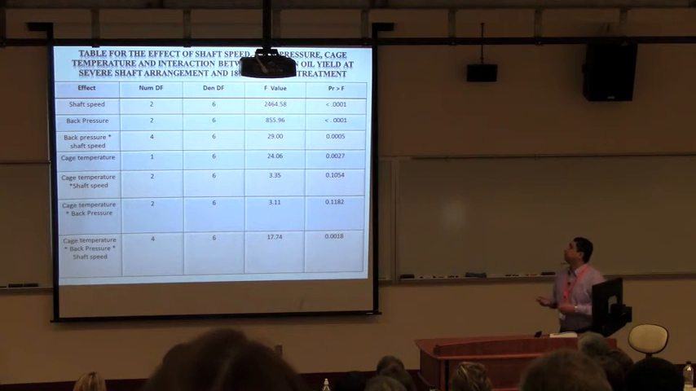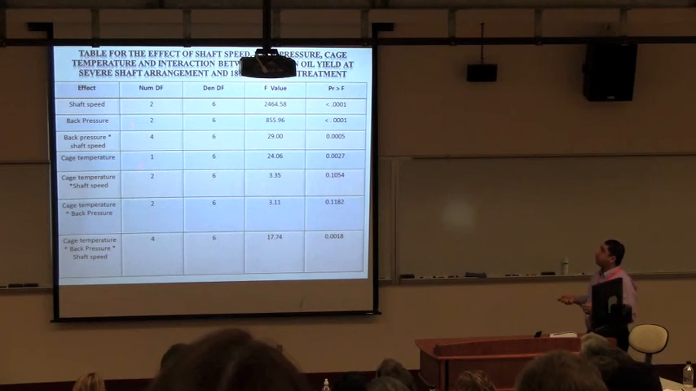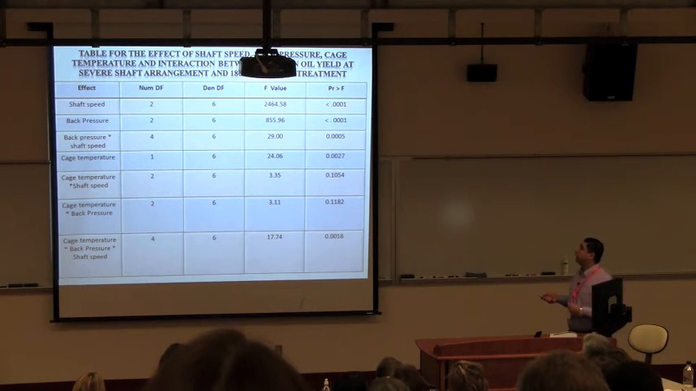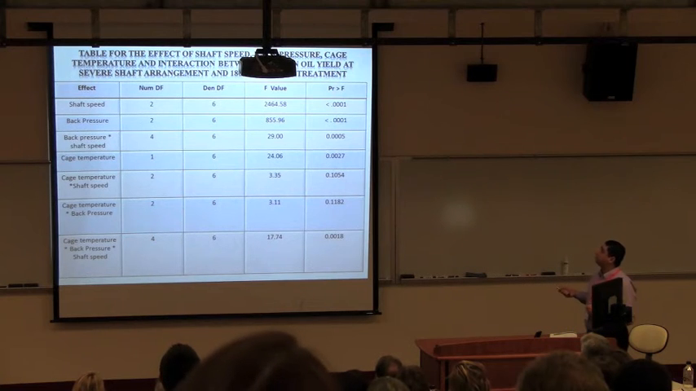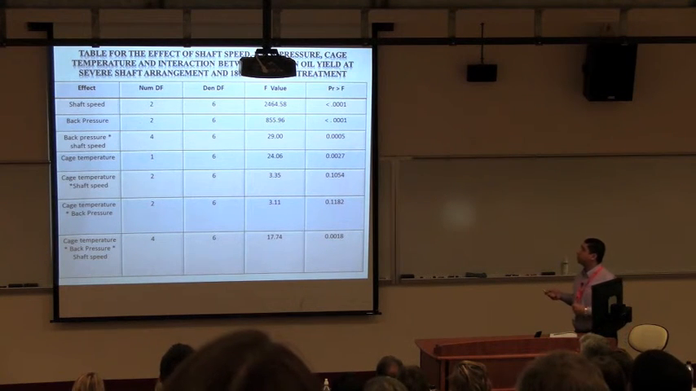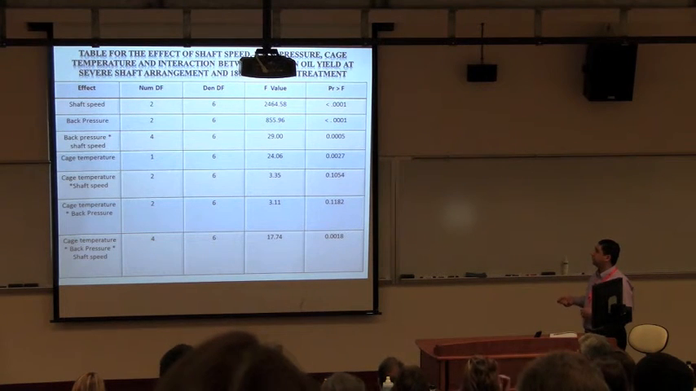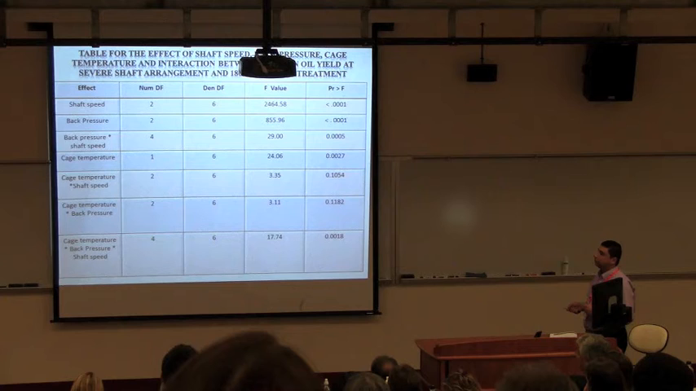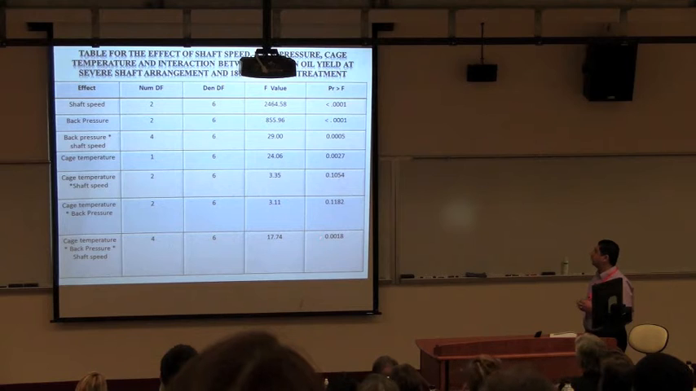So, results. This table shows the statistical analysis of my data, showing the effect of shaft speed, barrel pressure, and the cage temperature, and the interaction between them on the oil yield, with shaft arrangement and 180 Fahrenheit pretreatment. The result shows that the interaction of cage temperature, barrel pressure, and shaft speed has a significant effect, with a p-value less than 0.05.